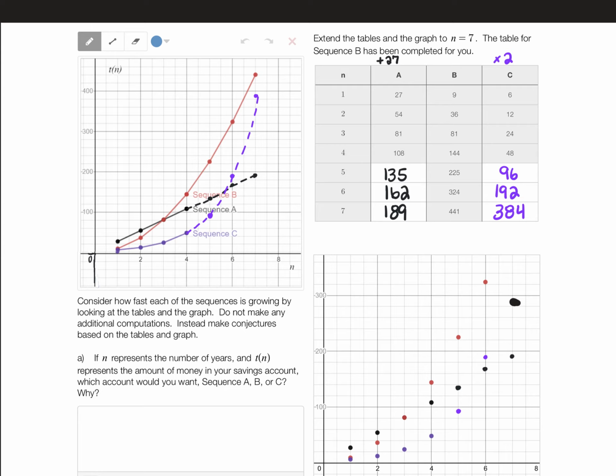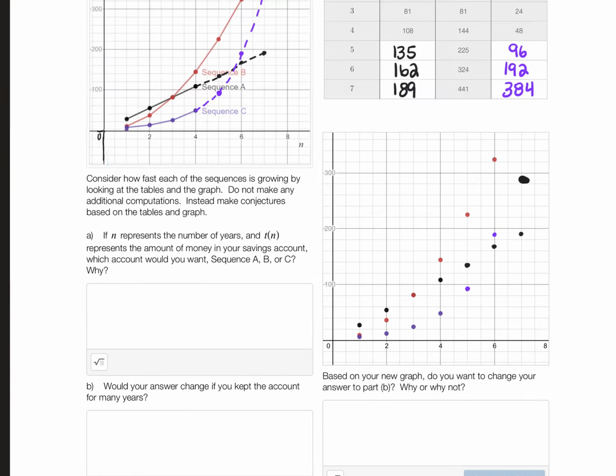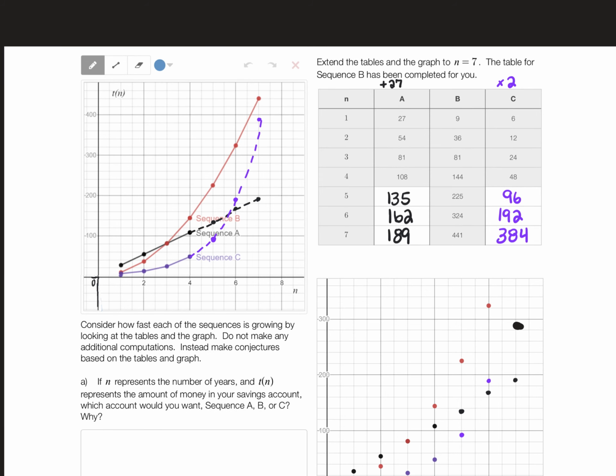So anyway, after all of this, the last question on our slide says, based on our new graph, do we want to change our answer to part B? Why or why not? Again, no right or wrong here. But I want you to now look at what's happening on your graph. Do you think at year 8 that the red graph will still have a higher output than the purple graph? That's really what this is asking you. All right, so go ahead and answer that question, and then you're done.